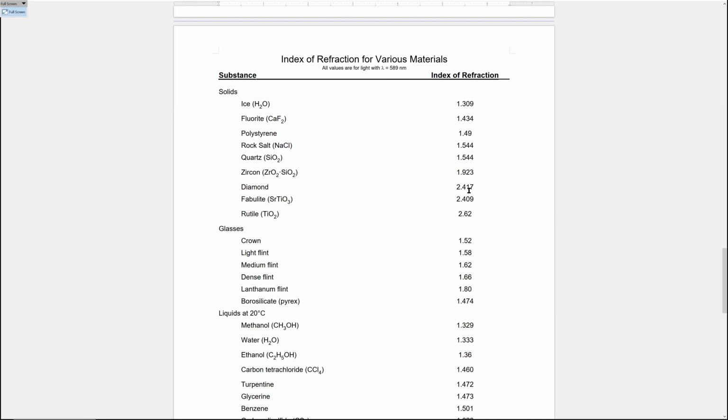Zircon, diamond. Diamond, if you look on here, it's actually got almost the highest index of refraction of anything on here. That's one of the properties of diamonds that makes them look nice as jewels, is their high index of refraction. You end up with a lot of reflections going on inside that. Fabulite, I'm not sure what that is. I'm guessing you pronounce that rutile, but I'm not sure. It's titanium dioxide anyway, 2.62. It's actually got a higher index of refraction than diamond as well.